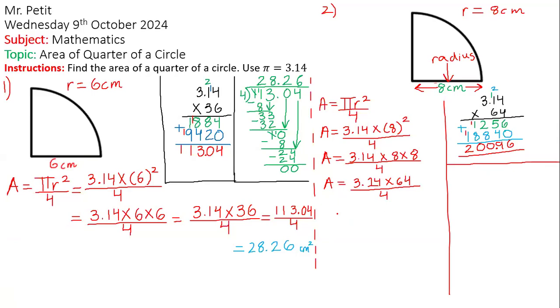So now A is equal to 200.96 all over 4. We have to divide it. So we say 4 into 200.96.